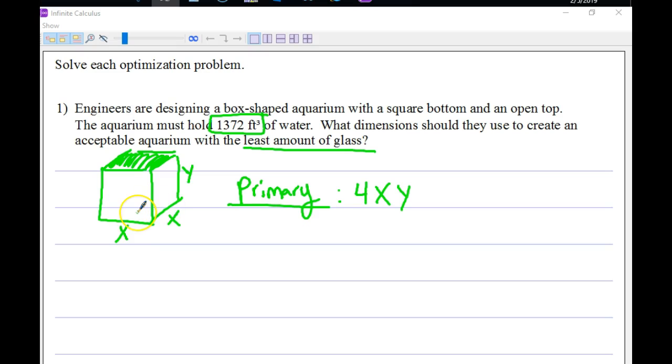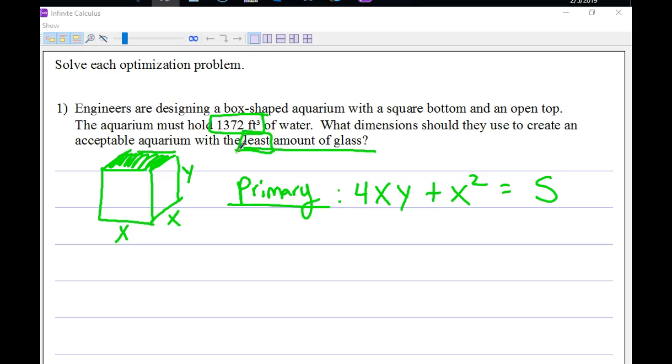And then we have the base of the aquarium, which also would require some glass. The base is a square that's x by x, so that's x squared. So we have the 4 vertical sides of the tank and the base giving us the total surface area, which is the amount of glass that would be needed. So that's the primary one. That's the one I'm trying to minimize. I want to use the least amount of glass.